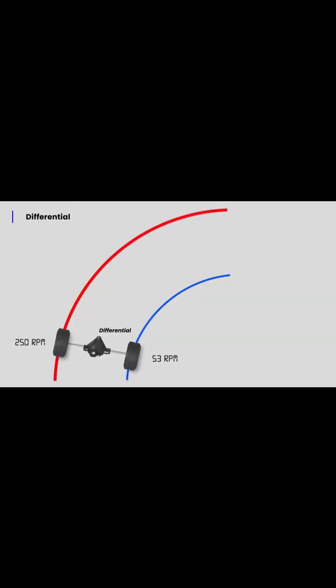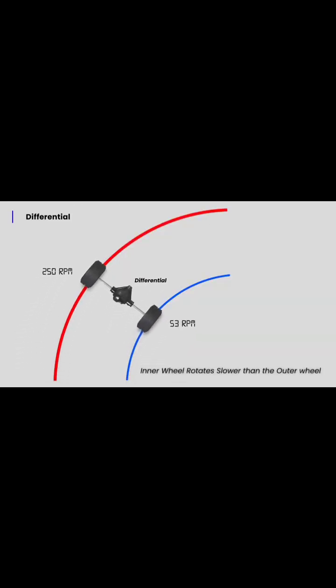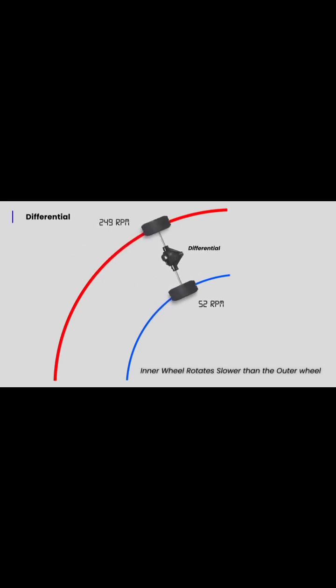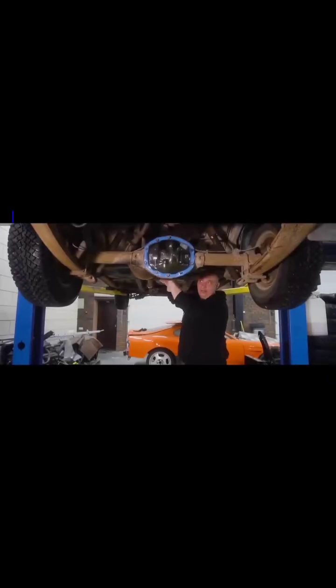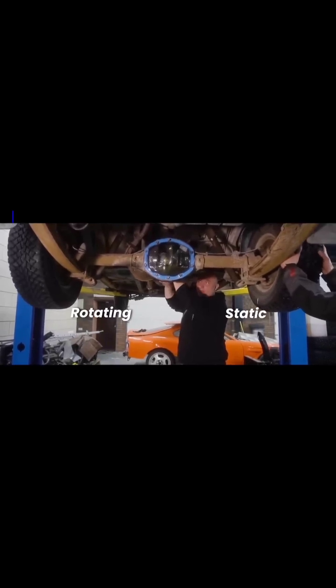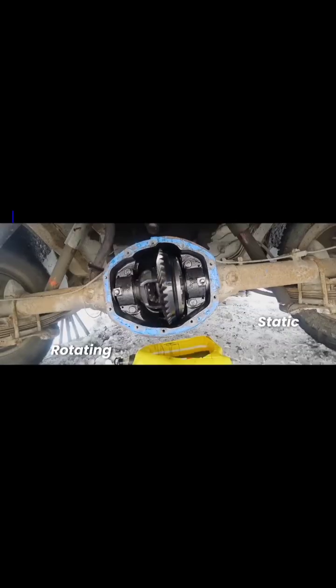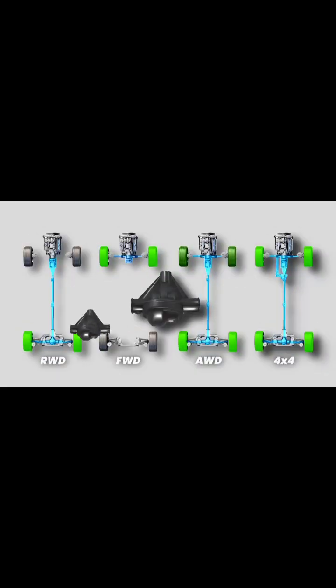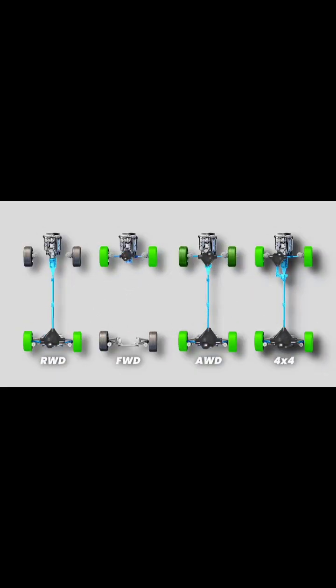This helps take a turn smoothly as the inner wheel rotates slower than the outer wheel. It's a small but ingenious component that makes modern driving smooth and safe. Now let's zoom out and look at the bigger picture, how this fits into the world of drivetrains.